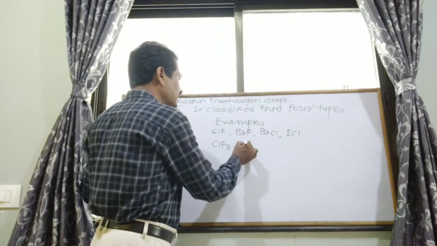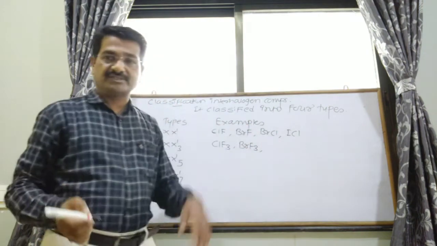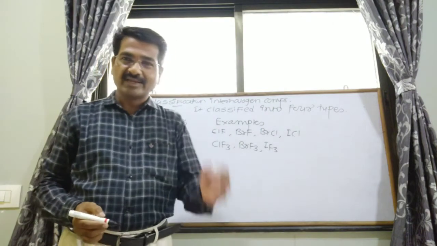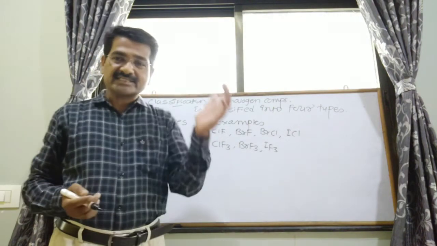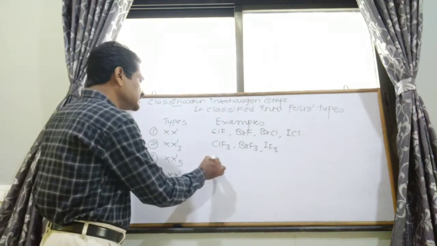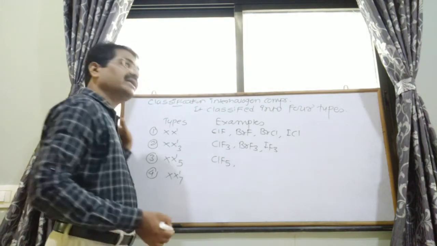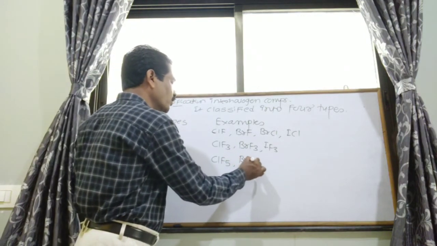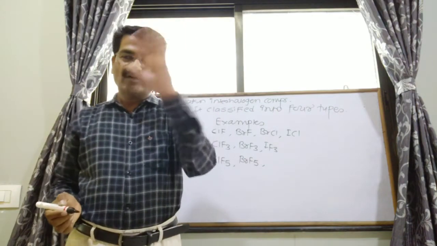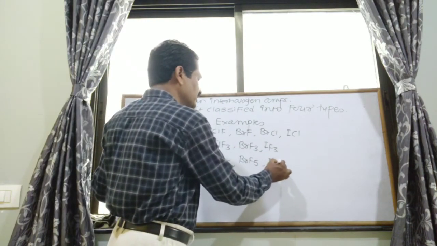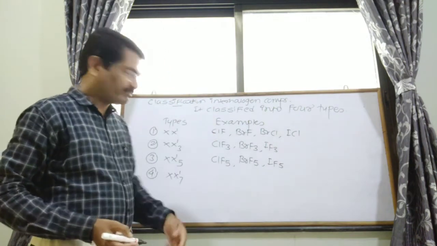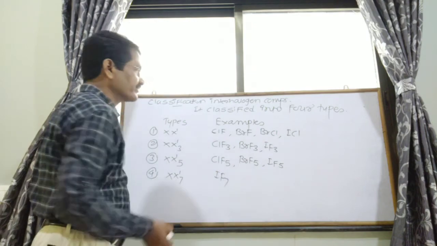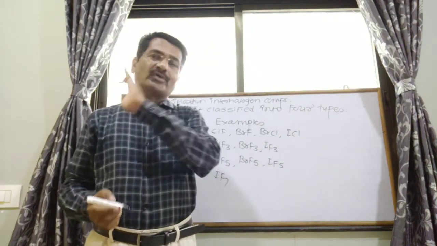Then BrF3, bromine trifluoride, and IF3, iodine trifluoride. Next compound type is XX'5. Examples are ClF5, chlorine pentafluoride, one chlorine and 5 fluorines. Then bromine pentafluoride, one bromine and 5 fluorines. IF5, that is iodine pentafluoride. And the last type, XX'7, shows IF7, iodine heptafluoride.